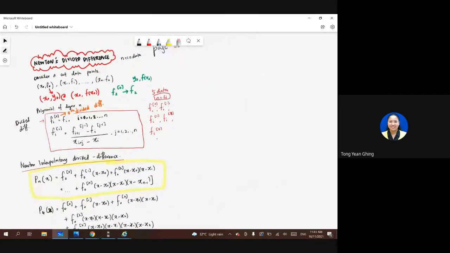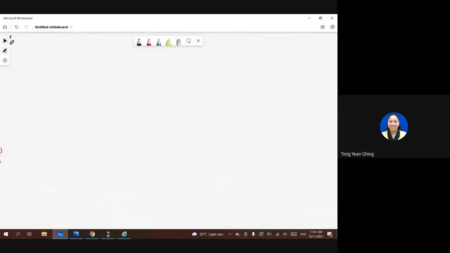Let's consider we have 5 data points. I give an example of 5 data points so that when you do interpolation using this Newton divided difference, when you have 3 data points or 4 data points, it will be less. This is more, it is already a lot. Let's say we have 5 data points.